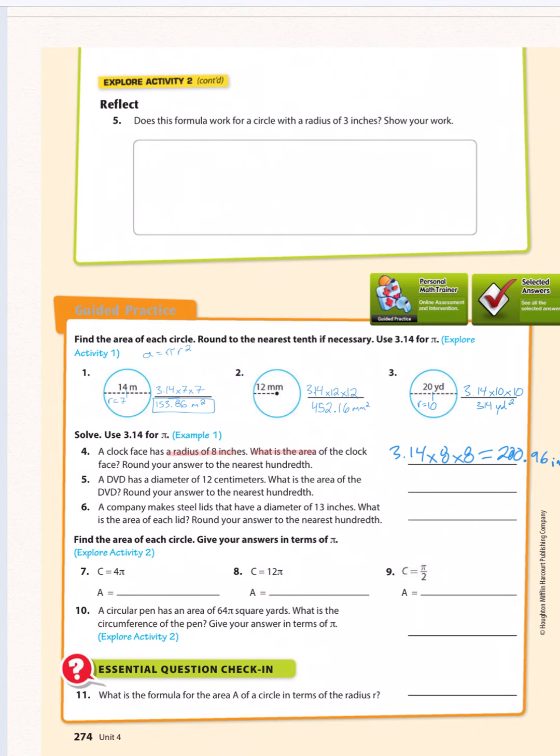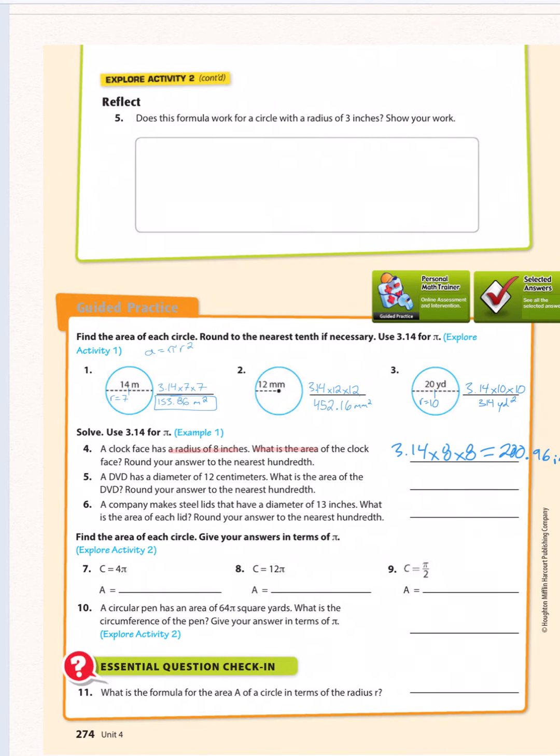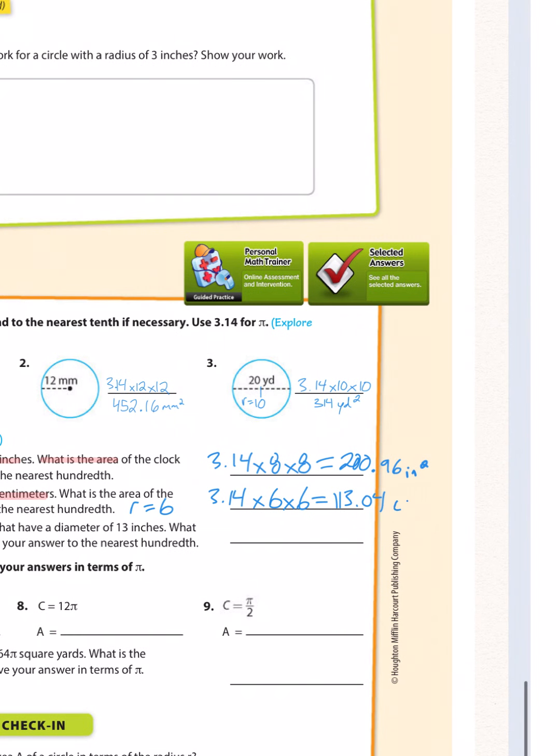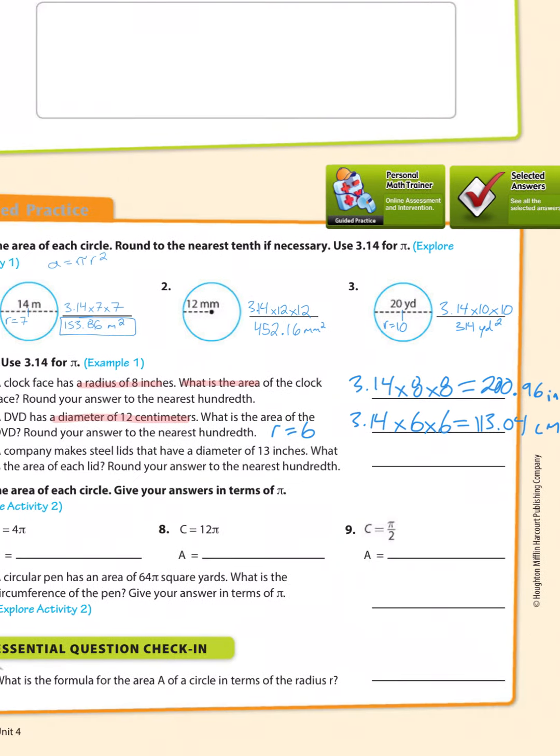All right, we're going to do number 5, and then you'll try 6 on your own, and then we'll be done. Number 5, a DVD has a diameter of 12 centimeters. Diameter of 12 means that the radius is 6. So we're going to set up 3.14 times 6 times 6. If we enter that into our calculators, we get 113 and 4 hundredths, and that was centimeters squared.